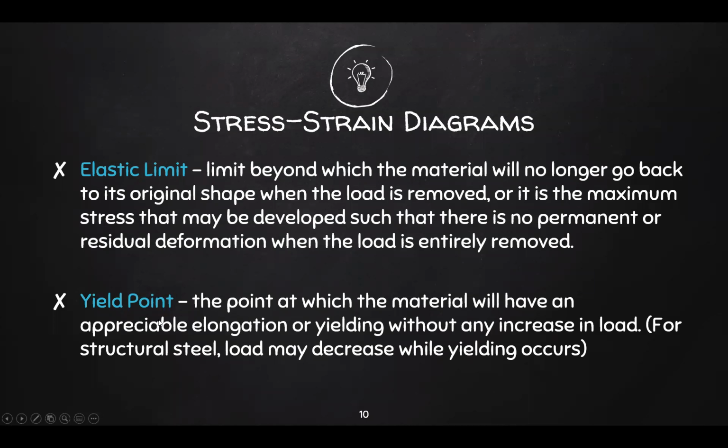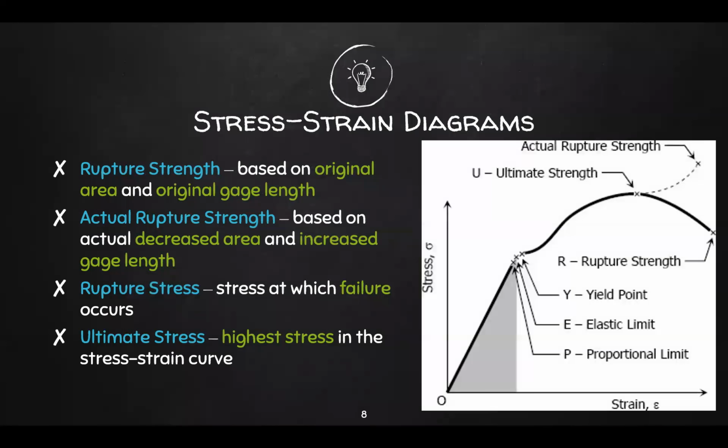And then yield point is different from that. Yield point is the point at which the material will have an appreciable elongation or yielding without any increase in load. For structural steel, load may decrease while yielding occurs. So let's see at that point for our diagram. So this is your yield point. Look here. Okay? There's no significant increase in stress, right? There's no vertical change or vertical displacement at these points, but there's still horizontal displacement, meaning strain is happening even though stress is minimal, okay, at this point, as you can see. So that's your yield point.